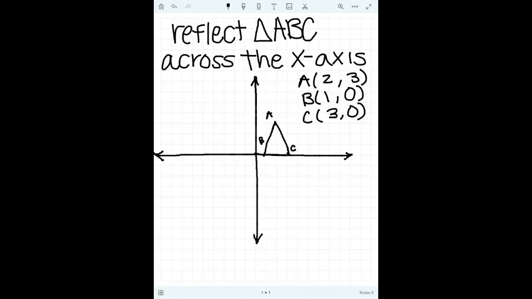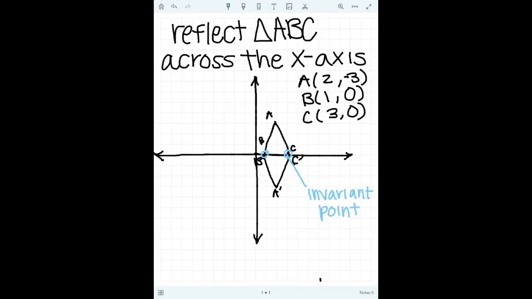So this problem, we're going to reflect triangle ABC across the x-axis. I've already taken the time to draw the figure, label it, and its points. Now I'm going to draw A prime, C prime, and B prime. As you can see, it is reflected across the x-axis, and the only thing that I did change was make point A's 3 negative, and here we have an invariant point.